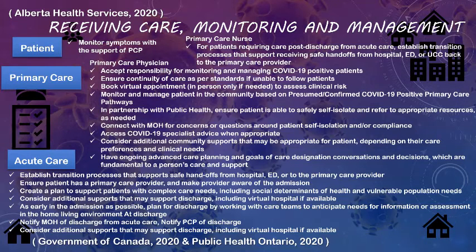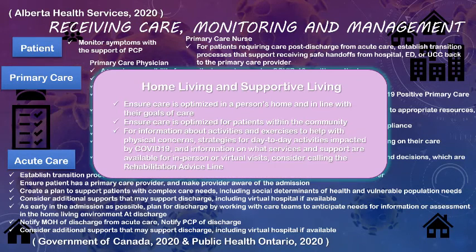As early in the admission as possible, plan for discharge by working with care teams to anticipate needs for information or assessment in the home living environment at discharge. Notify MOH of discharge from acute care. Notify the primary care provider of discharge. Consider additional supports that may support discharge, including virtual hospital if available. As for home living and support living, ensure care is optimized in a person's home and in line with their goals of care. Ensure care is optimized for patients within the community.